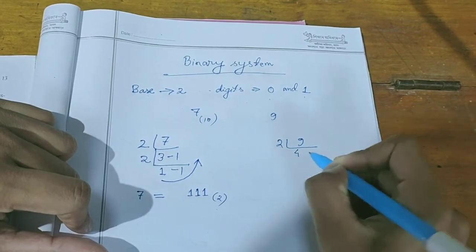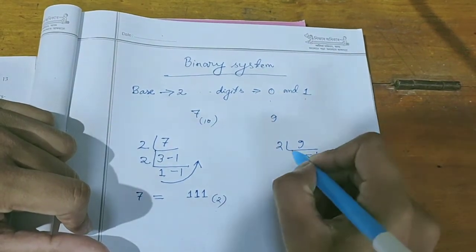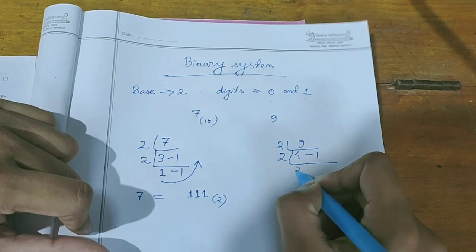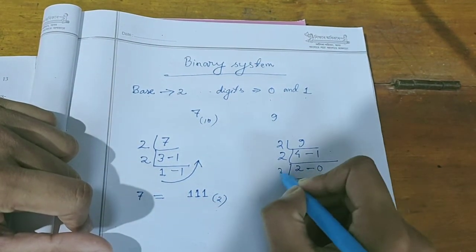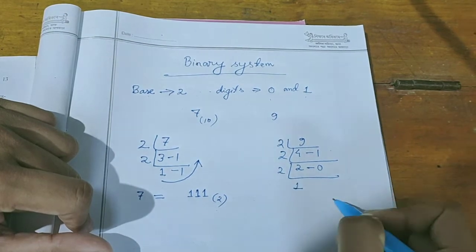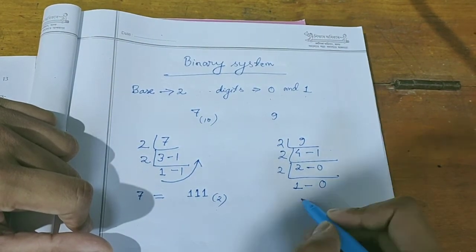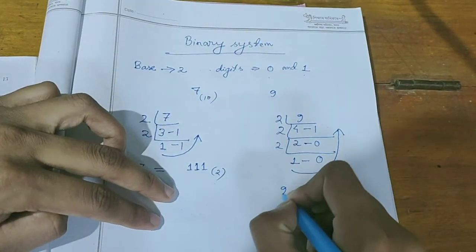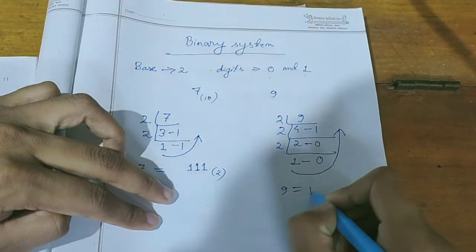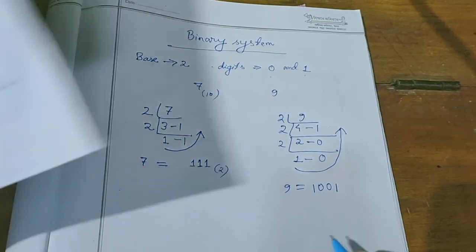2 into 4, the remainder is 1. Then 2 into 2, remainder is 0. Then again, if we divide 2, 2 into 1, the remainder is 0. Now the way was provided like this. So 9 equals 1001.